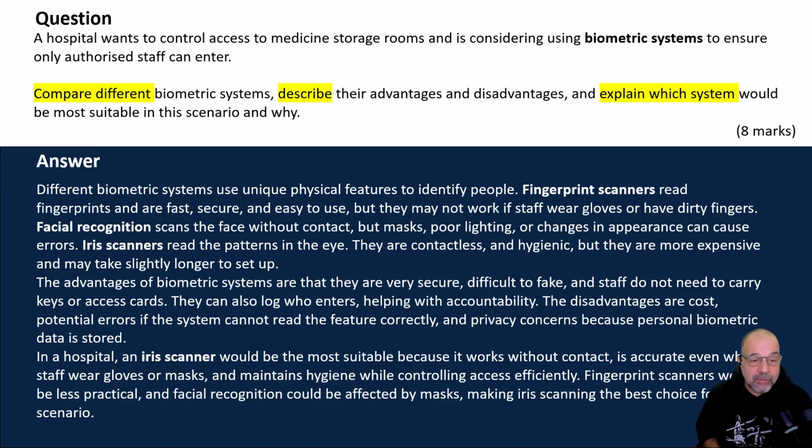In a hospital, an iris scanner will be the most suitable because it works without contact, is accurate even when staff wear gloves or masks, and maintains hygiene while controlling access efficiently. Fingerprint scanners would be less practical, and facial recognition could be affected by masks, making iris scanning the best choice for this scenario.